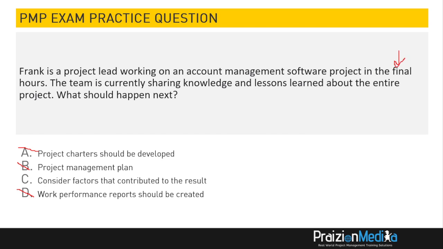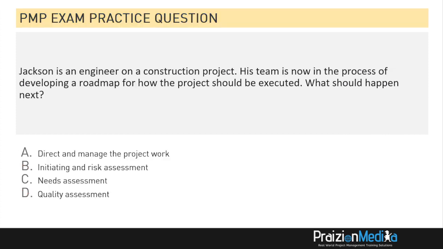That's code for closing. So when you come across exam questions that put things a little bit differently, a little bit colorfully, you got to think about what they're saying. So the answer to this is consider factors that contributed to the result. This is really talking about the analysis that you do at the end. It's called a regression analysis. And that's what C describes. And therefore, it is the best option. Let's move on to the next.